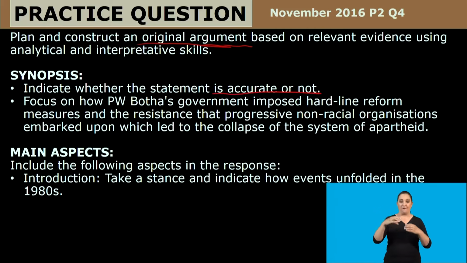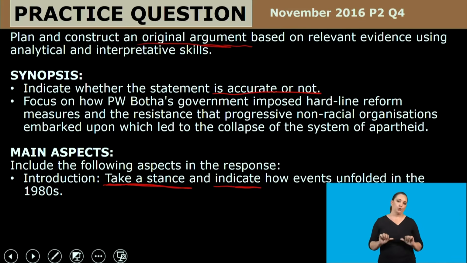You need to focus on how P.W. Botha's government imposed hardline reform measures and the resistance that progressive non-racial organizations embarked upon, which led to the collapse of the system of apartheid. So in other words, you're linking the question to the content. So you need to include the following aspects in response. In your introduction, take a stance. Taking a stance means you give the extent. That is very important. And then you indicate, I'm going to underline, indicate how the events unfolded in the 1980s. If you do that, you are going to do very, very well.